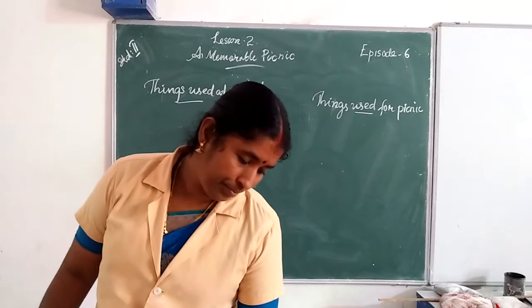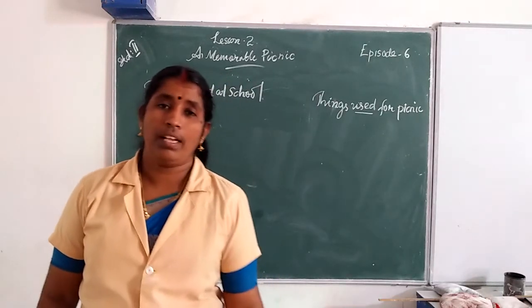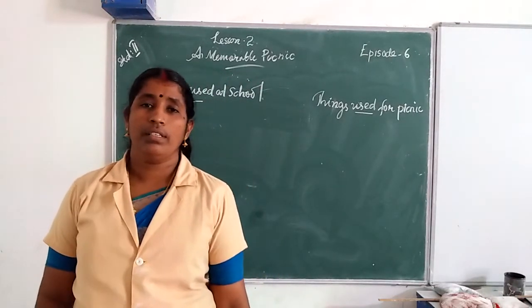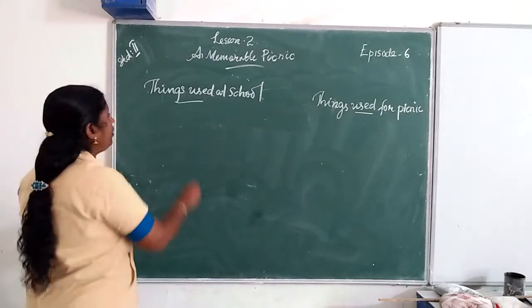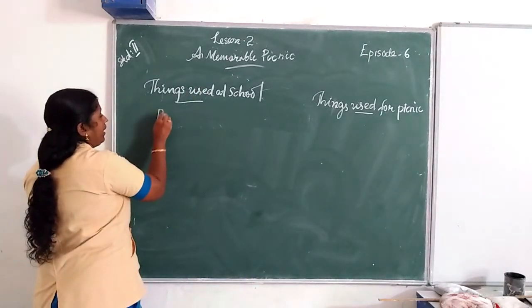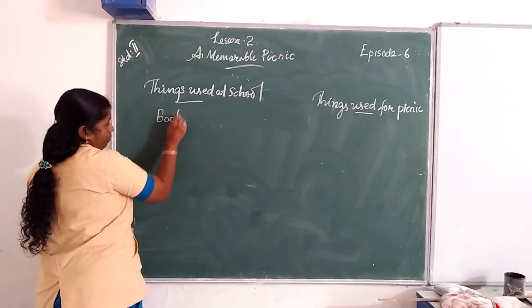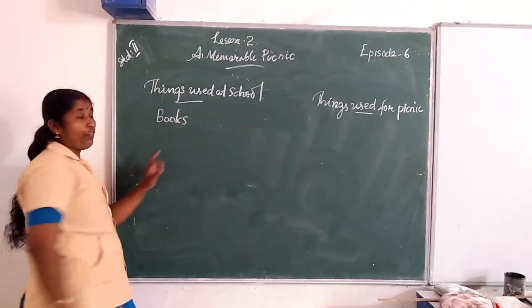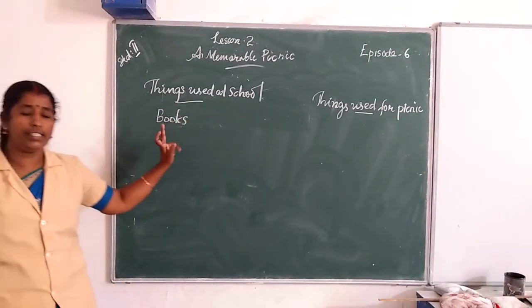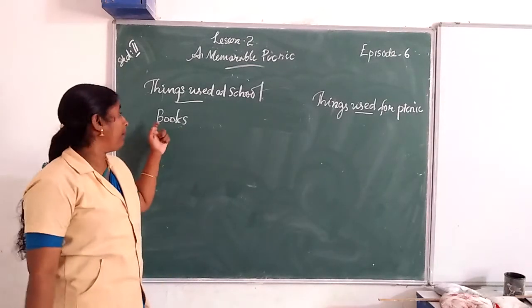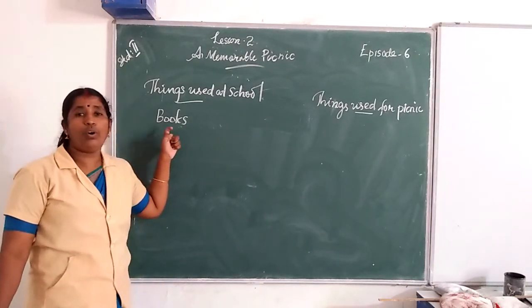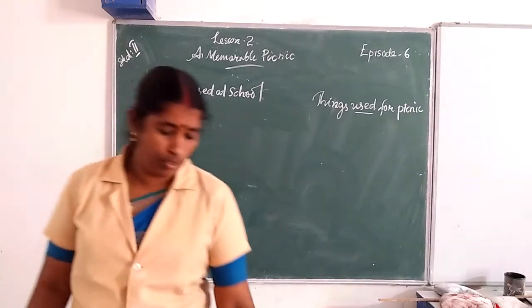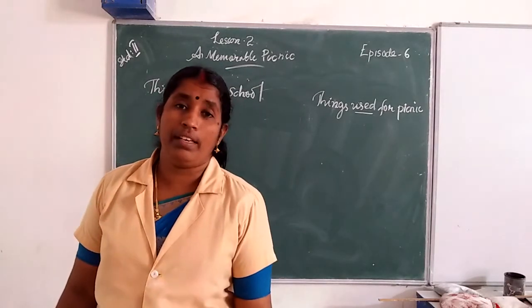First one, books. Where do we use books? Yes, at school we use books. So we can write in this column, books. In the first column, you write books. Spelling: B-O-O-K-S. Books.